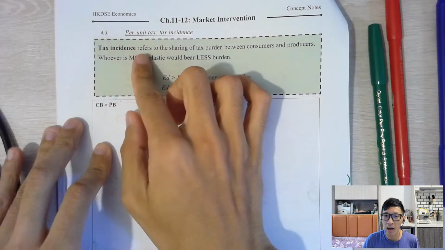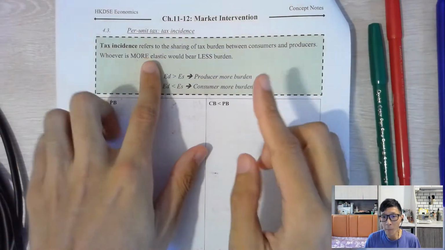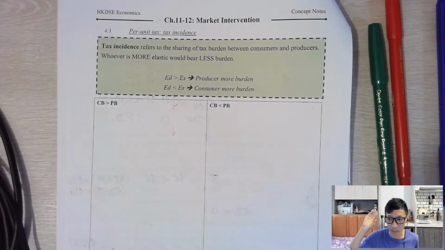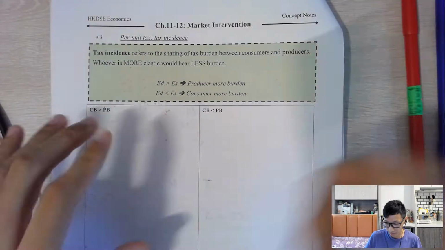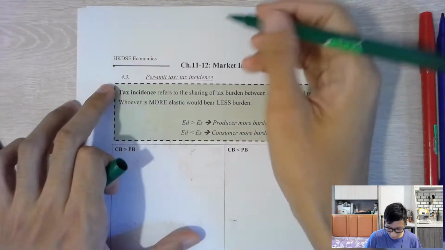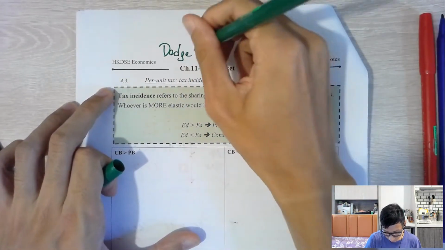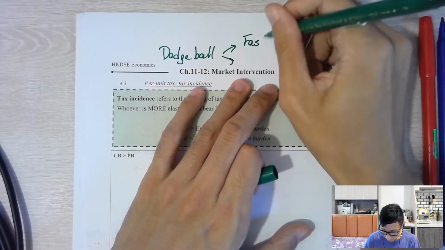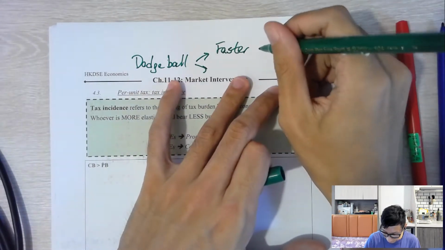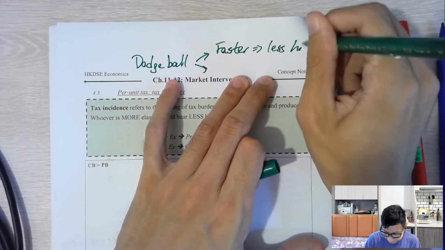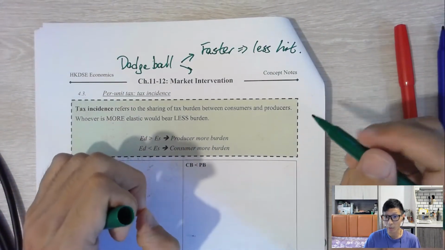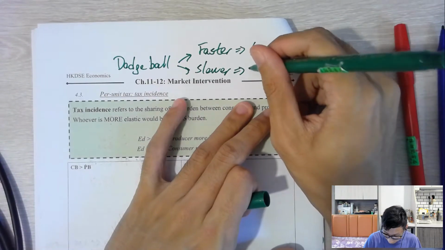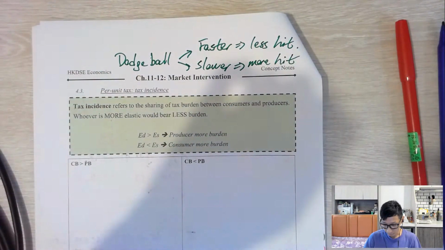In fact, the answer lies here, okay? The key: whoever is more elastic would bear less burden. Now, you can think of this as a game of dodgeball, right? Think of it as a dodgeball. Now in dodgeball, the faster player is less likely to be hit, right? The opponent moves quickly, with good skills, so it's not easy to hit them. Versus if the enemy is slower, you find it easier to hit them, okay?